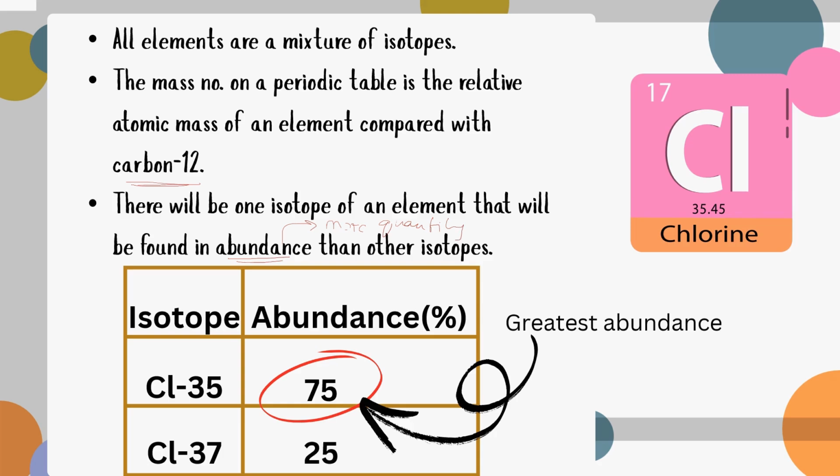For example, for the isotope chlorine 35, the abundance is 75% and chlorine 37 has an abundance of 25%. This means chlorine 35 is of greatest abundance of all the chlorine isotopes.